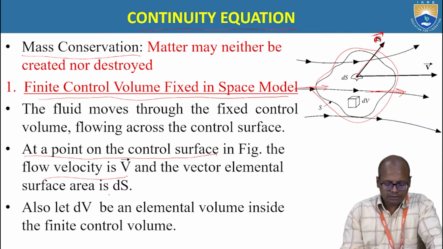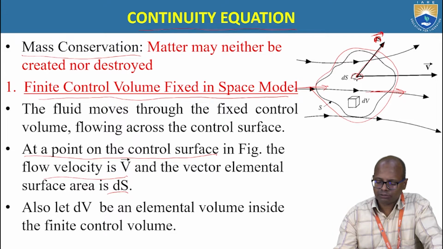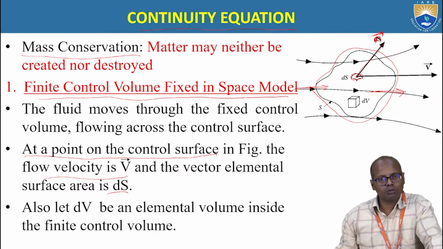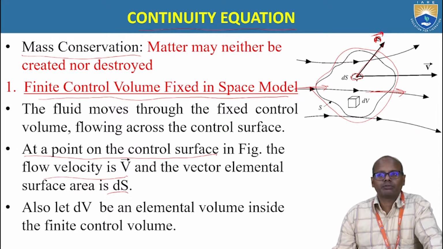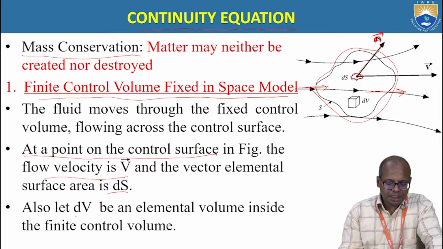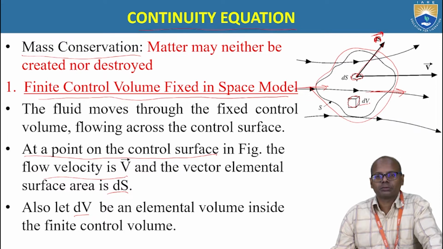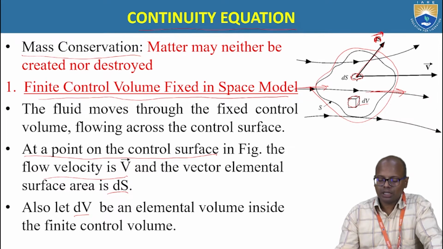Now dS is the surface area of this elemental surface. This is a finite control volume, and we are considering a small surface element, that is dS. We are also considering a small elemental volume inside the control volume, and that is dV. So these two things we are considering: one is the elemental surface and the other one is the elemental volume.